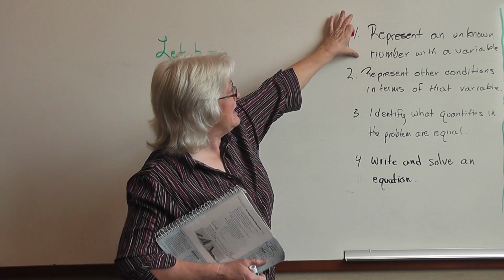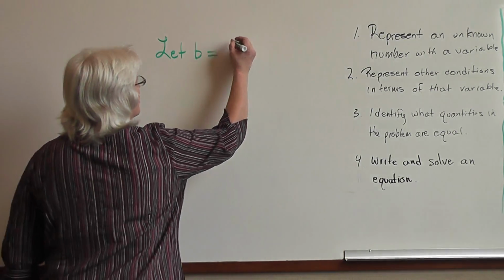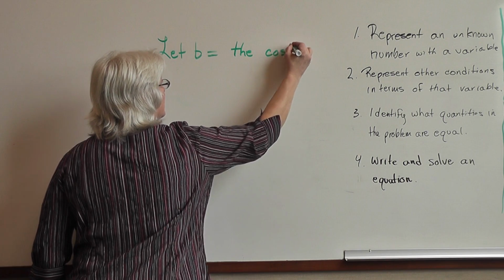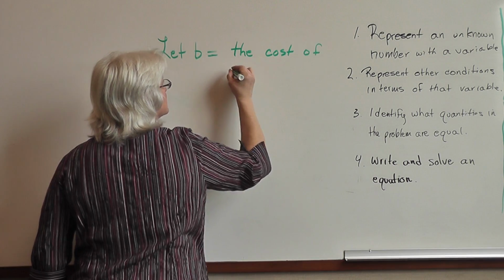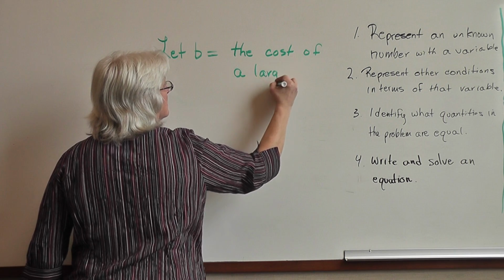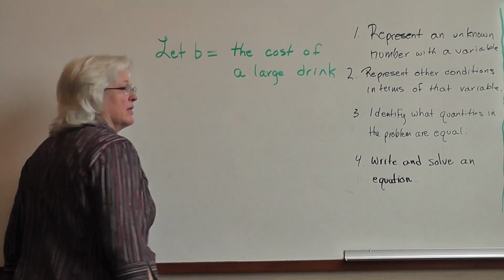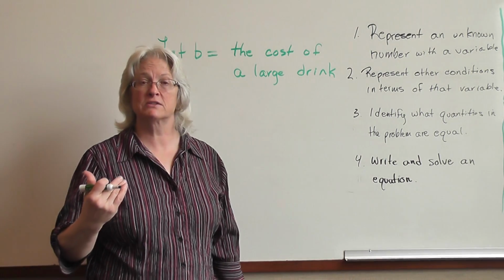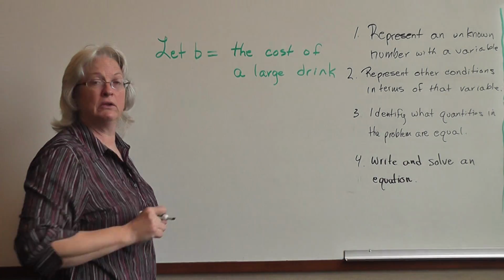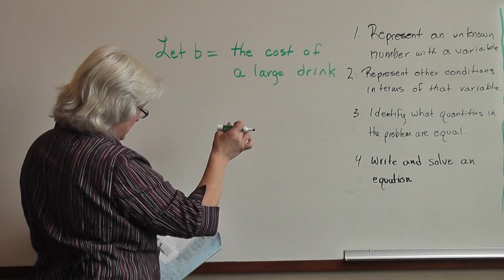So that tells us that we're going to have our variable be the cost of the large beverage. Because we don't know what that cost is, but we do know the cost of a large drink. However much that large drink costs, a small drink only costs 60% of this. So how do you write 60% of B?